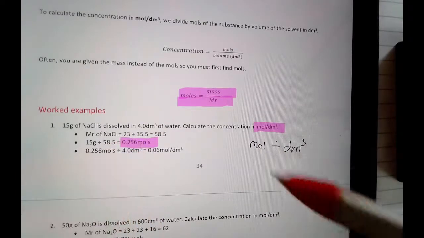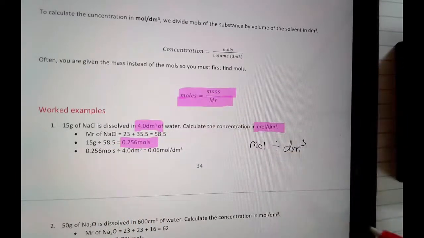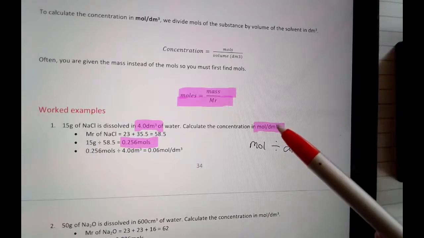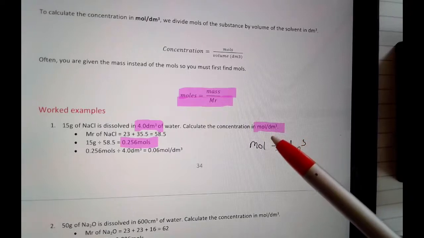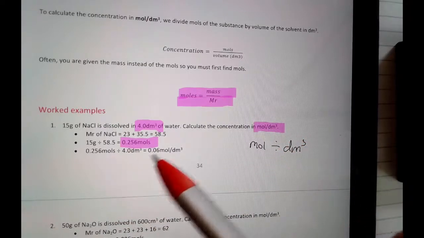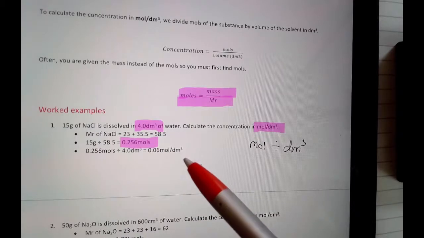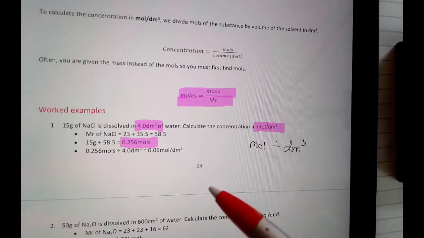Now I've got something in moles and I've got something in decimeters cubed. To calculate the concentration, it's whatever you've got in moles divided by whatever you've got in decimeters cubed. So it's my answer divided by 4, and that is my concentration in moles per decimeters cubed.